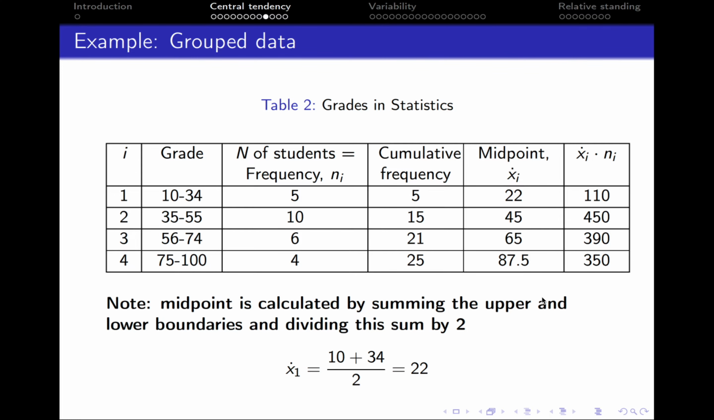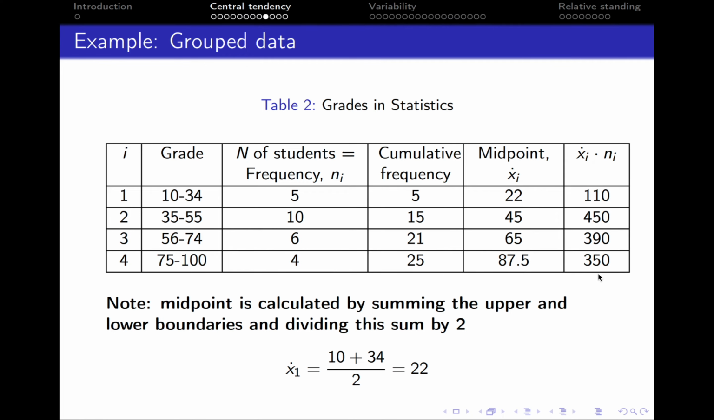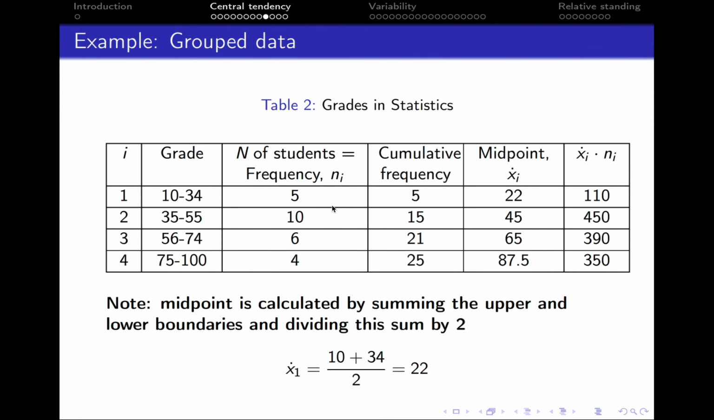I strongly recommend you construct the same table in case you're dealing with grouped data. And now you will see why this table can become very useful. For example, to calculate the mean for grouped data, we need to use the following formula, where we sum the product of the midpoint and each group's frequency. In other words, what we sum here is the values from the last column. And then we divide it by n, which is the total number of observations. In our case, this will be the total number of students.